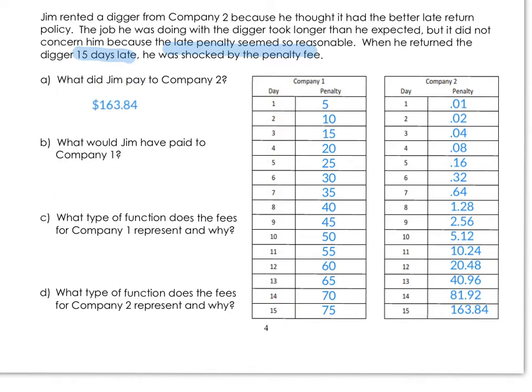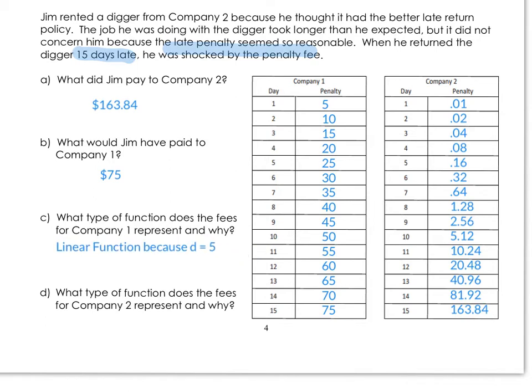What would Jim have paid to Company 1? Well, if he had borrowed it and been 15 days late, just like he was, then that would only be $75. So what type of function does the fees for Company 1 represent, and why? Well, I just talked about that. I said this is going to be a linear function, and I know that because it has that common difference. When we have that adding 5 each time, that makes it linear. So linear function because, and I can just say d, the common difference, equals 5. There was a common difference of adding 5 every time.